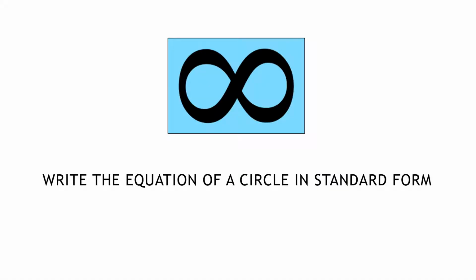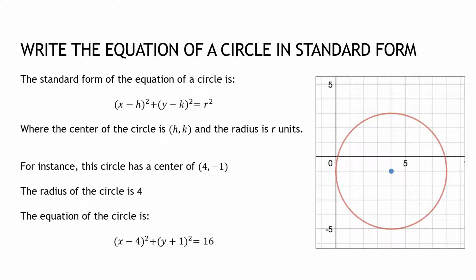So let's talk about how to write the equation of a circle in standard form, and then we're going to talk about how to graph it. So the equation of a circle in standard form is given in this format. And essentially, the x will always be an x and the y will always be a y. The h and the k is the center of our circle, h and k.